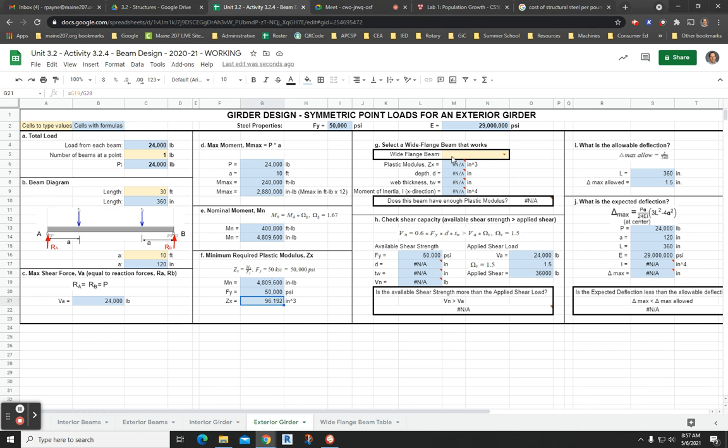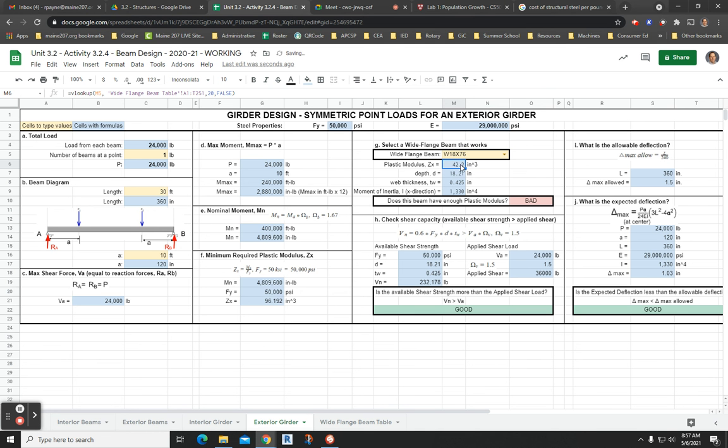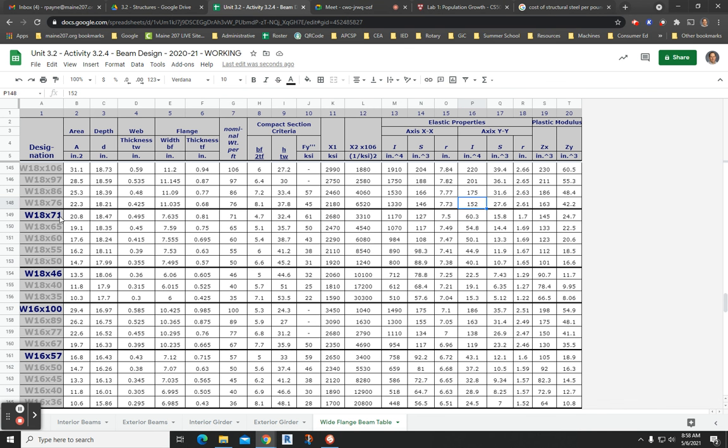So let's go W18 by 76. Again, that 19 and 20 index. Should have expected that. All right. Good, good, and good. Deflection's quite a bit lower. So it is slightly over-designed. But, you know, there's no in-between for 71 and 76, unfortunately. If there was like an 18 by 73, I'm sure I could go with that. But it is what it is.